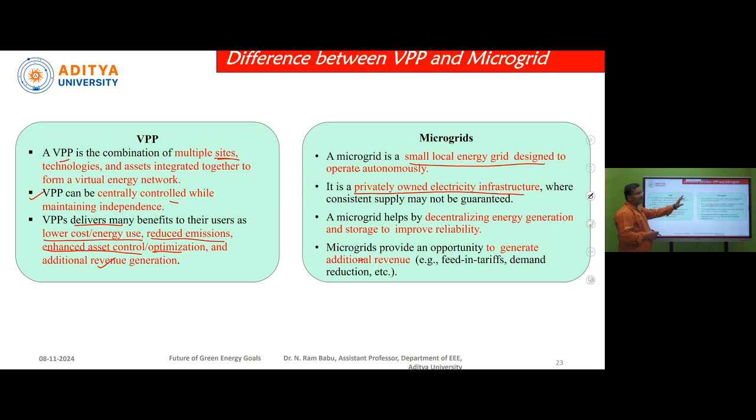That means in a VPP, a microgrid can be there, but a microgrid can't be a VPP, that means a virtual power plant.